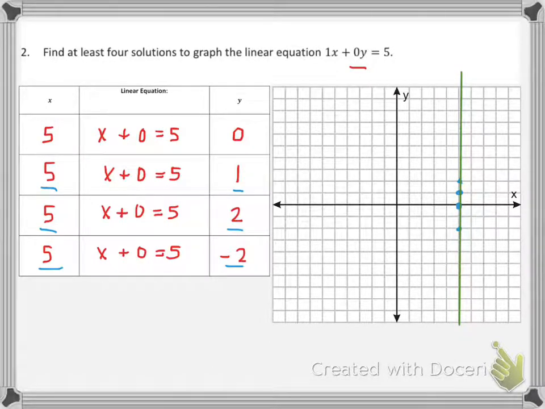So really, this part of our equation was meaningless. It didn't help us at all, actually. Anything I put in for y is going to go away. So I can really write this equation as x equals 5. Because no matter what I put in for y, it became a 5 for x, and there was no changing it. So when you get an equation that says x equals something, well, you're going to get a vertical line.